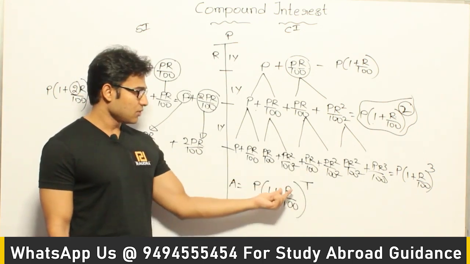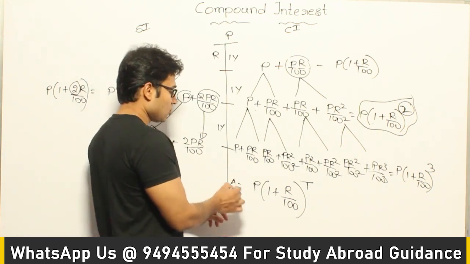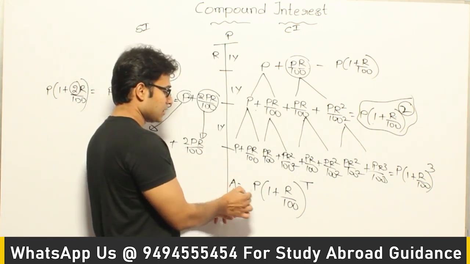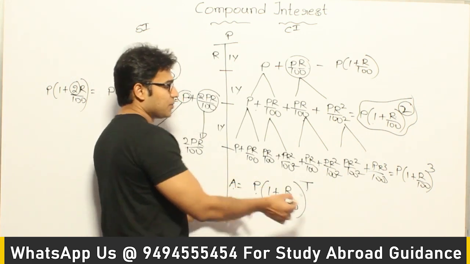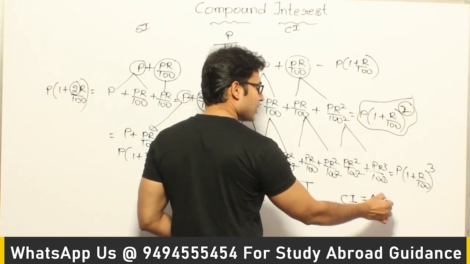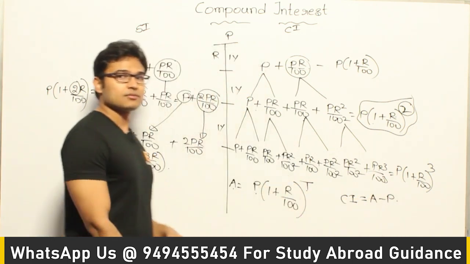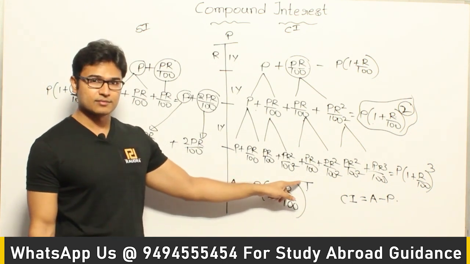Okay, so just be careful with examples. I'll make it clear. This is the total amount, this is the principal amount, and this is the time period. So what will be the compound interest then? Compound interest equals total amount minus your principal. Got it? So this is the total amount you are going to get after T years.